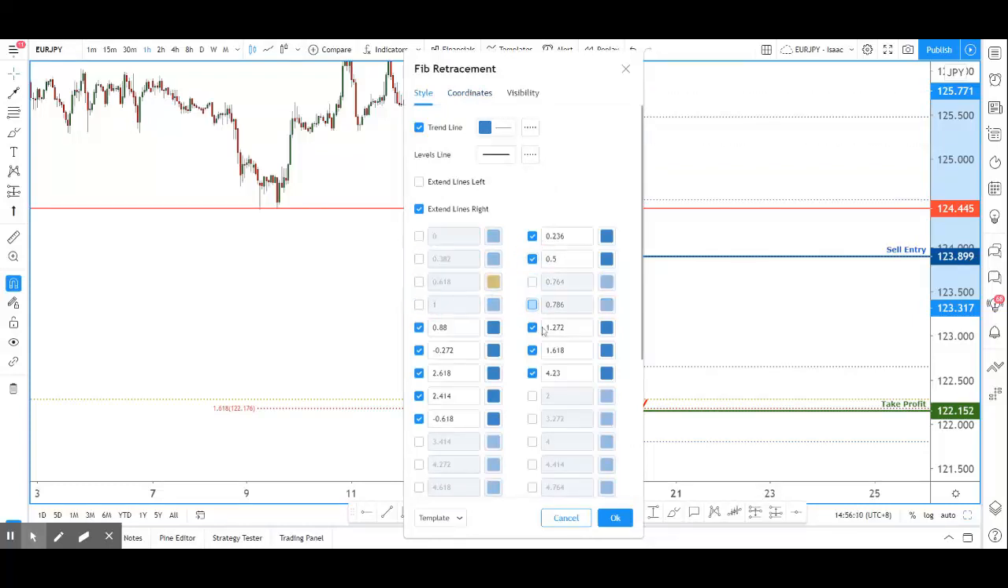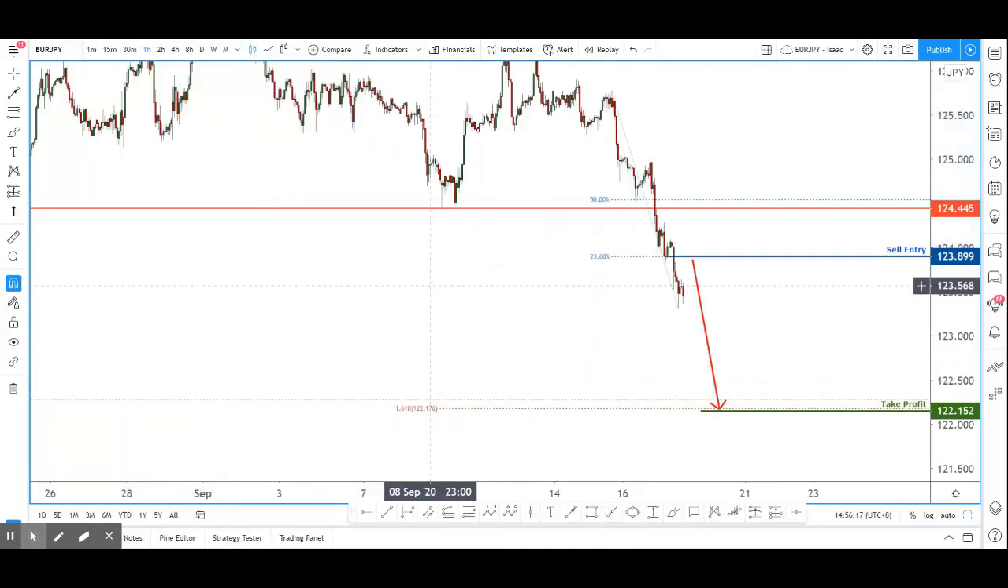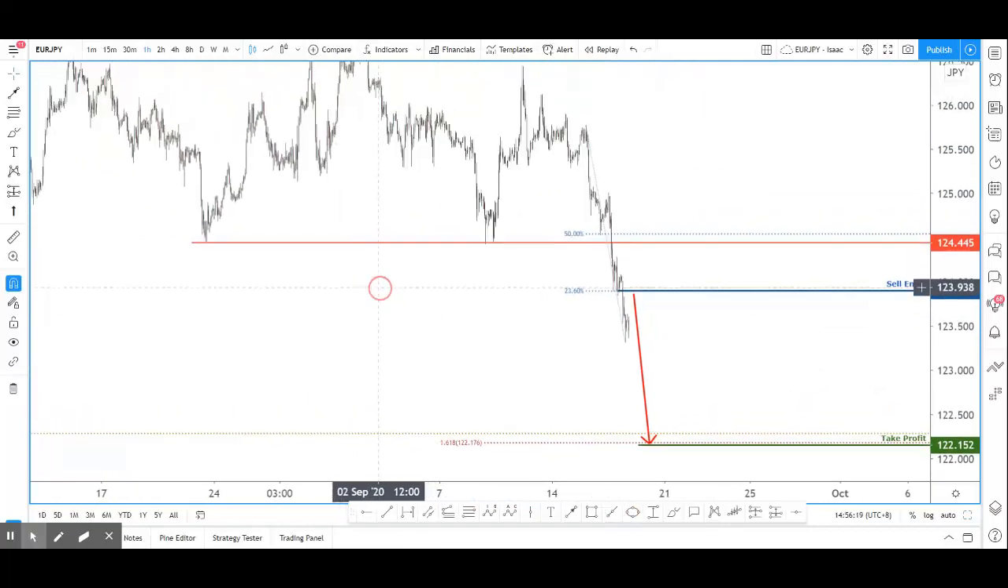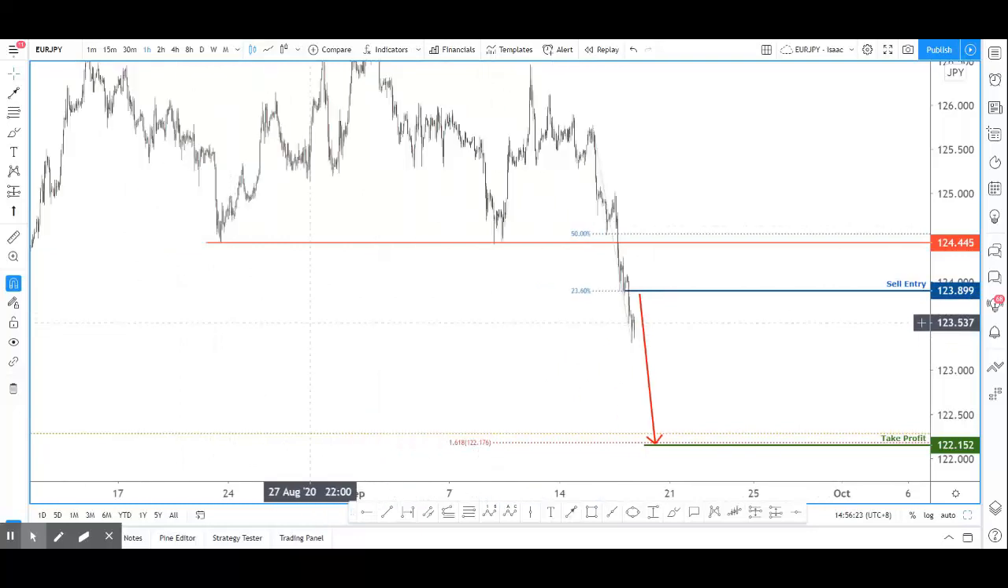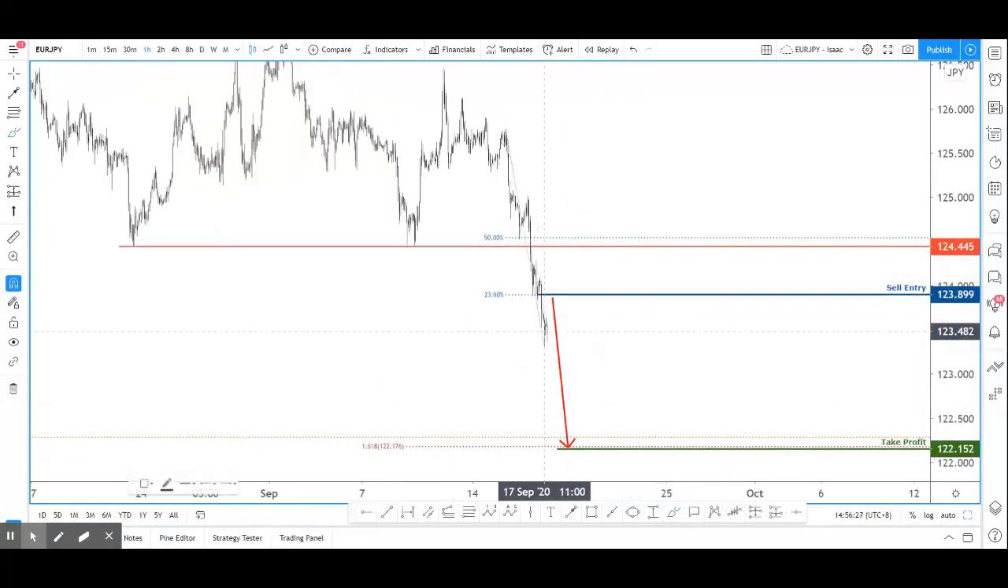Okay. Now that we know where the take profit is and we know where our entry is, we need to find out where the stop loss is. Okay, so the stop loss very simply is the level that we know that our trade, our bearish idea, is going to be invalidated.